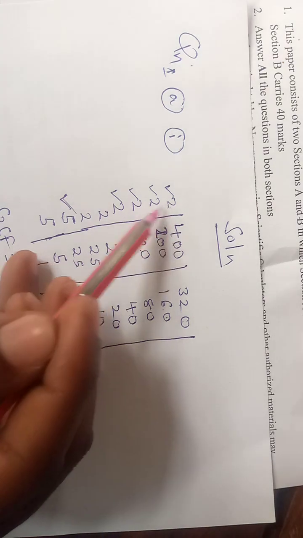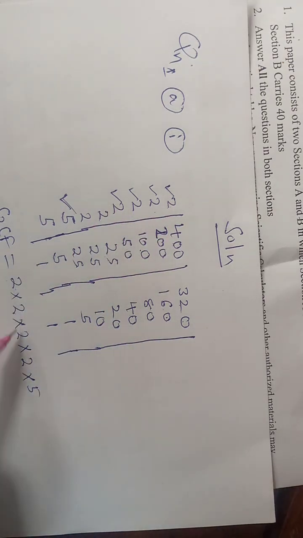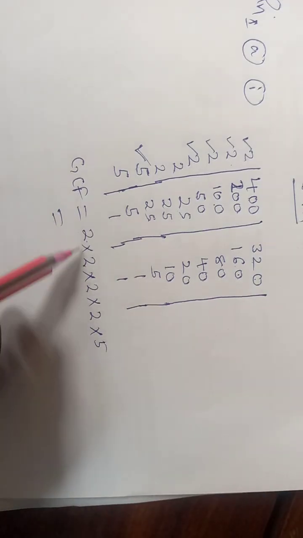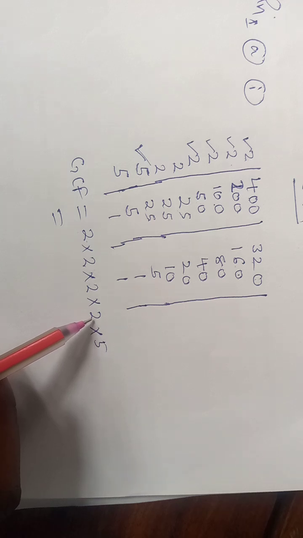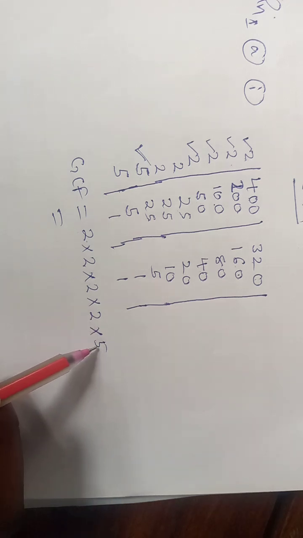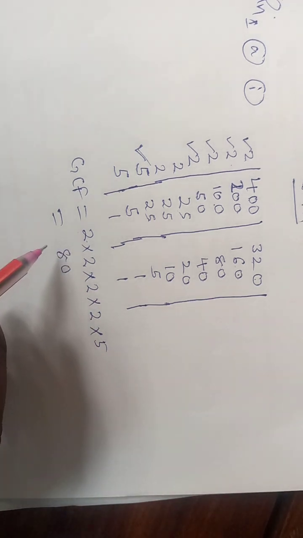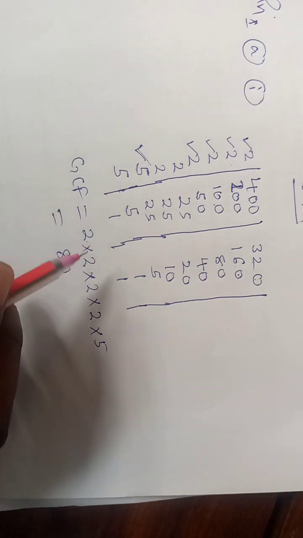How many 2's do you have here? 1, 2, 3, 4. Yes, 1, 2, 3, 4, and then 5. Okay, now let us multiply. 2 times 2, it is 4. 4 times 2, 8. 8 times 2, 16. 16 times 5, it is 80. It is 80. So GCF is 80.